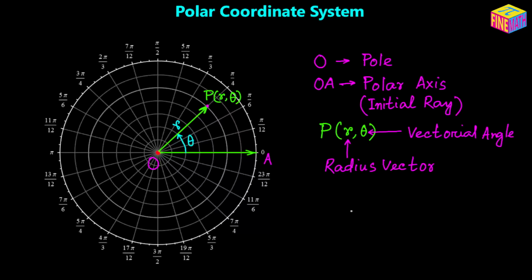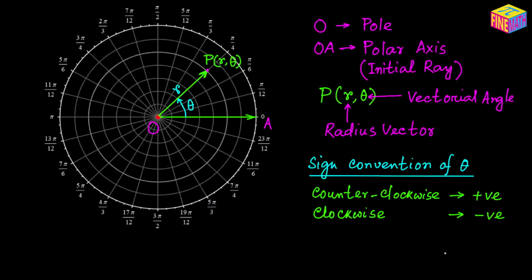Now there is a sign convention on theta. Theta will be considered positive if the ray is rotated in the counterclockwise or anticlockwise direction. To reach the point P, if the initial ray is rotated in a counterclockwise direction, then theta will be considered a positive angle. And if the initial ray is rotated in the clockwise direction, then theta will be considered a negative angle. So that's the sign convention of theta.